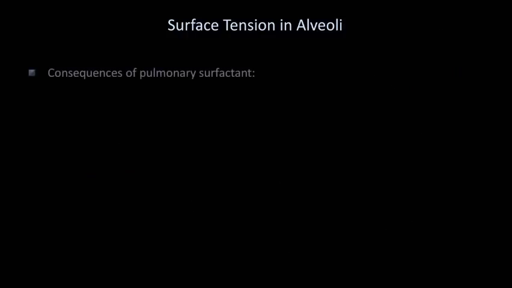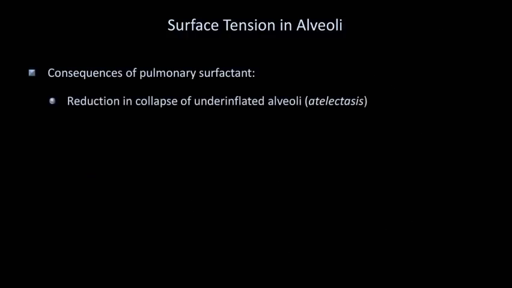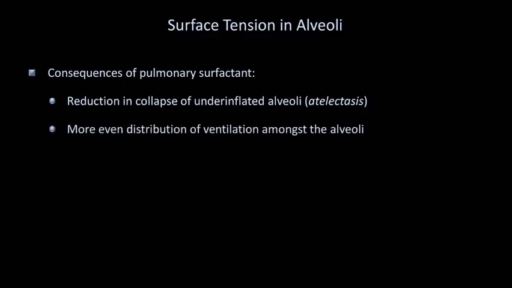So what are the net consequences of pulmonary surfactant? First, a reduction in the collapse of underinflated alveoli, otherwise known as atelectasis. Second, a more even distribution of ventilation amongst the alveoli, improving oxygenation. Third, it improves lung compliance.